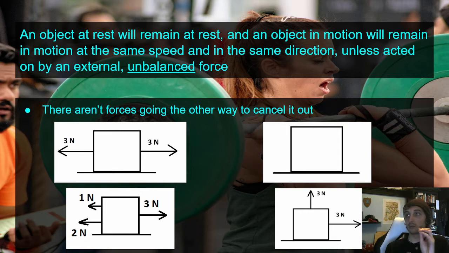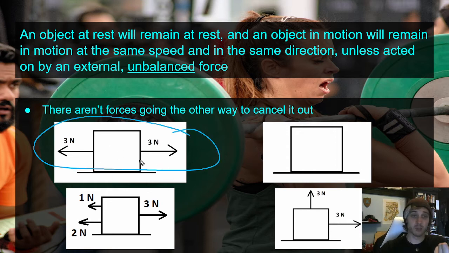When I say unbalanced, what I mean is that there isn't something going the exact same amount in the exact opposite direction that's balancing it out. You could have multiple forces doing that. So in particular, if we look at this first one, it is balanced because we have 3 to the right, 3 to the left, and those two will cancel each other out. Our total will be 0 is another way to think of that.